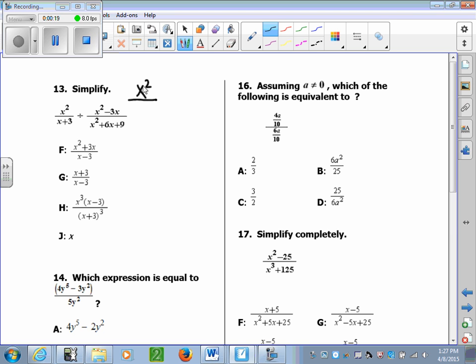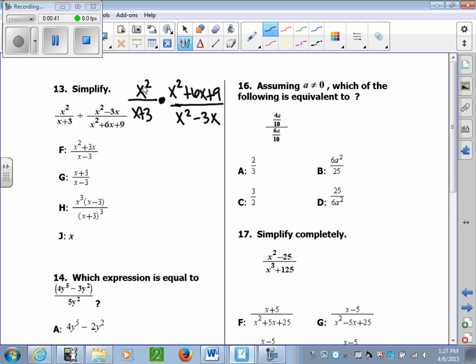So I have x squared over x plus 3. The first fraction doesn't change. But then to change it to multiplication, I flip the second fraction. So I have x squared plus 6x plus 9 over x squared minus 3x. Okay? Then I need to factor anything I can factor so that I can cancel out anything I can cancel out.